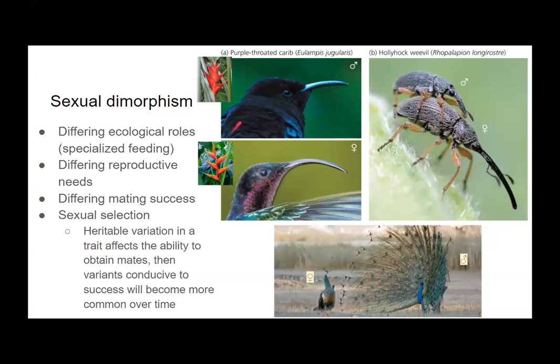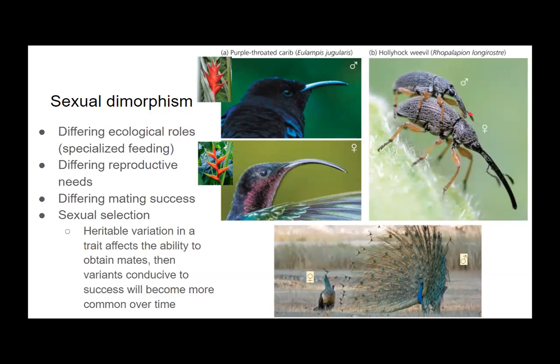But in this example here, we have two birds which feed on nectar. The male bird tends to focus on this plant here, and the female bird tends to focus its energy on the plant here, these flowers. The shapes of these flowers are slightly different, and so it's thought that there's been selection for these different beak traits so that they can more efficiently feed from their number one source of nectar.